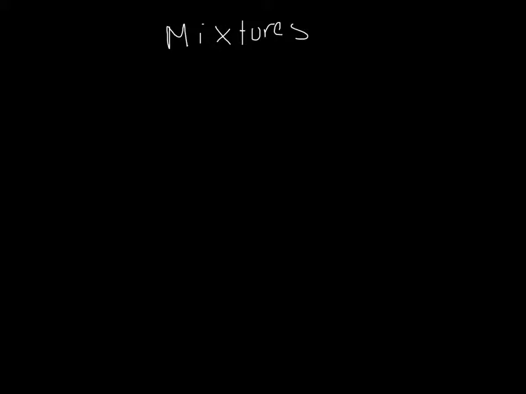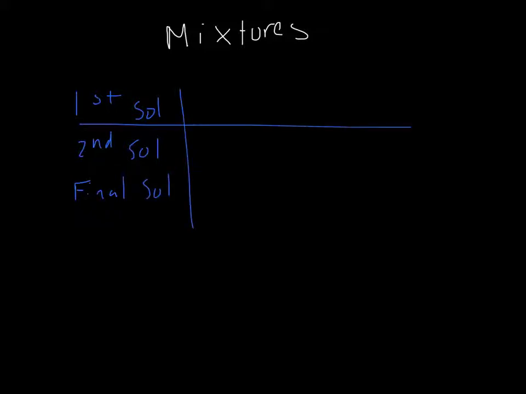One solution is 80% acid and another one is 30% acid. How much of each solution is needed to make a 200 liter solution that is 62% acid? Okay, so first, to solve the problem we're going to assign appropriate variables and create a table. That's just the easiest way. You have the first solution, the second solution, and then your final solution. So this is what it makes, and we're going to make a little table out of it.